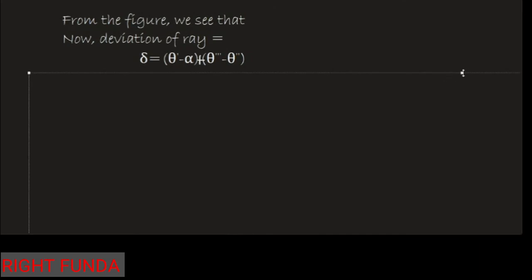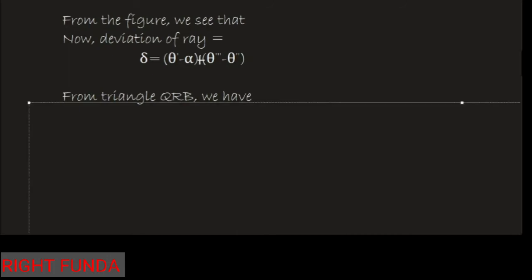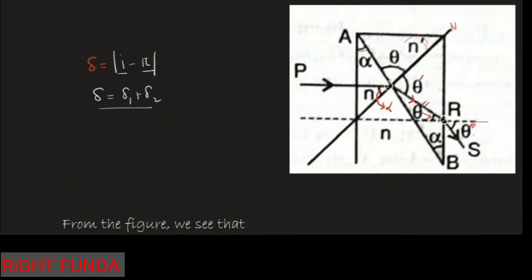Now we have to calculate theta dash, theta double dash and theta triple dash. From the triangle QRB, suppose this is R, this is B, and this point I have named Q. In the triangle QRB, this angle plus this angle plus this angle is equal to 180 degrees. This angle is equal to theta double dash, and if you add all the three angles, it will be equal to 180 degrees.